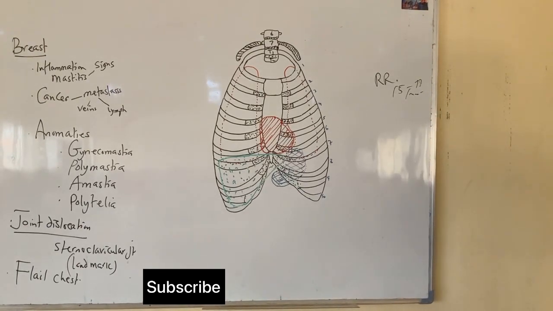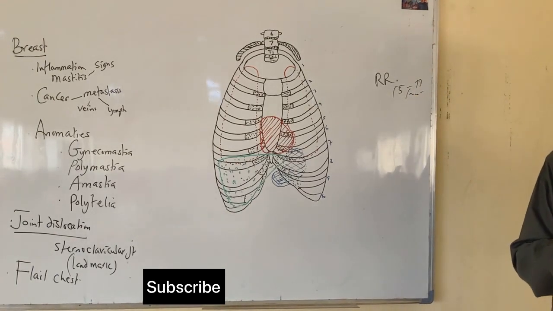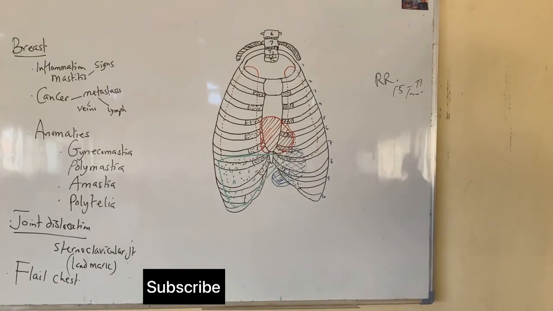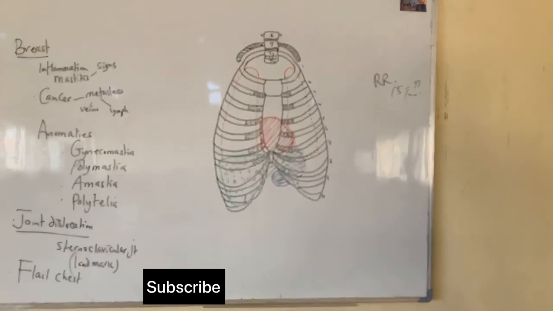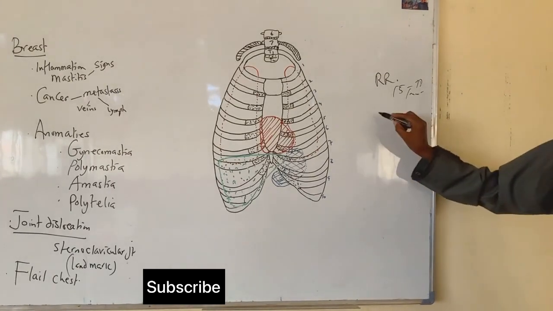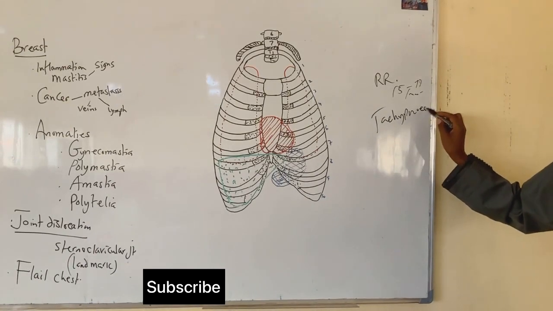expansion or relaxation per minute, then that means there's an increase in respiratory rate. That means you count maybe 25 or even 30 cycles per minute. That means there's what we call tachypnea. That tachypnea means increase in respiratory rate.